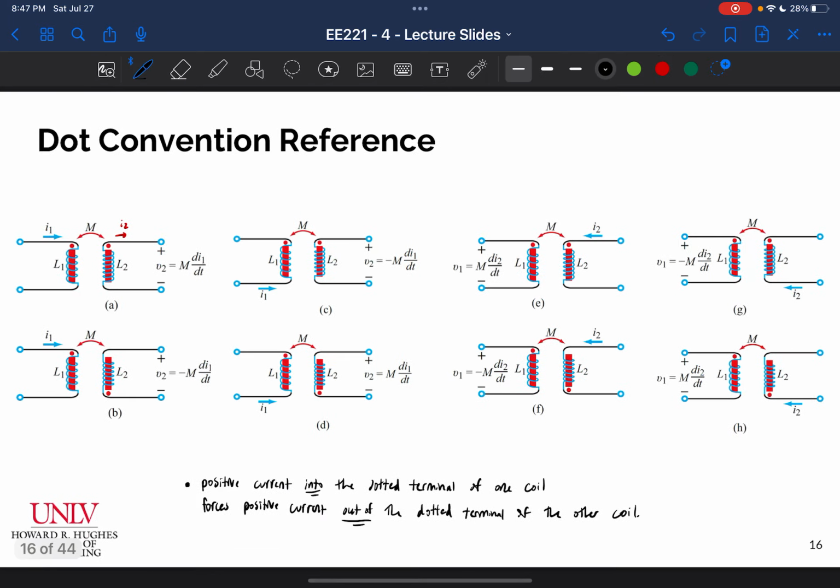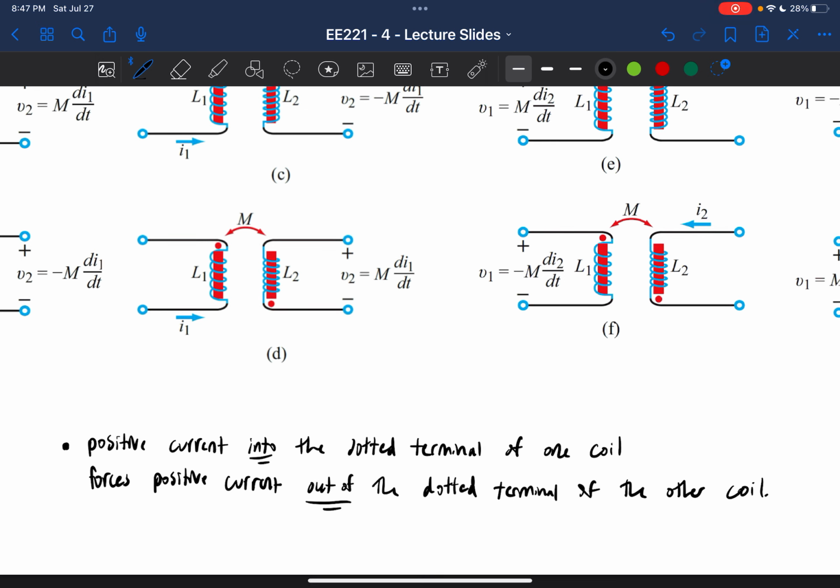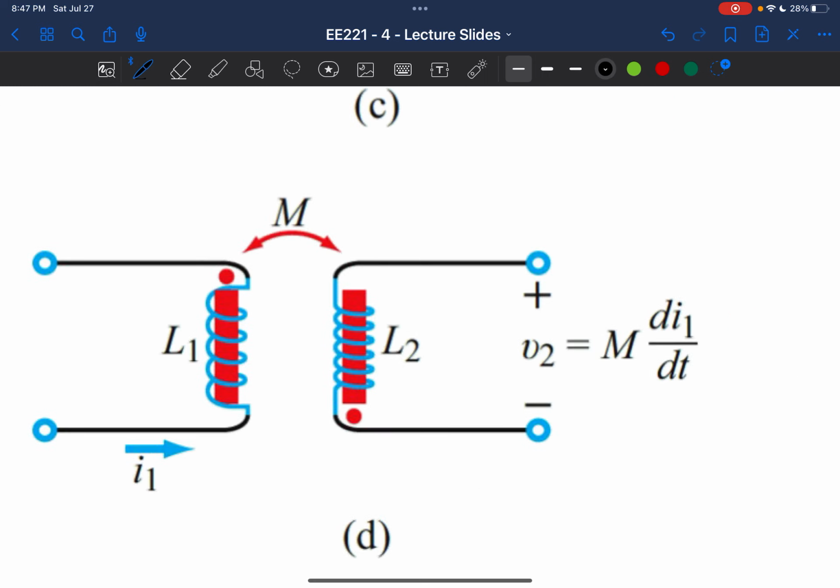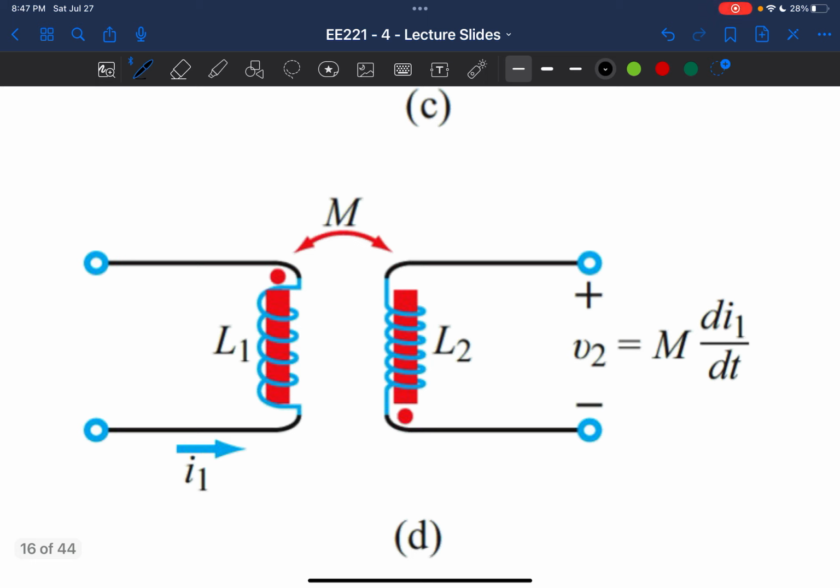You could also say that the inverse is true here. You could say positive current out of the dotted terminal of one coil forces a positive current into the dotted terminal of the other coil. It's basically just reading the sentence backwards. So if you ever see a case like this one, where positive current is flowing out of the dotted terminal of one, it's going to force a positive current into the dotted terminal of the other, right? Here the current is flowing into this undotted terminal and out of the dotted terminal. That means I should force a current into the dotted terminal of L2 and out of the undotted terminal, right?